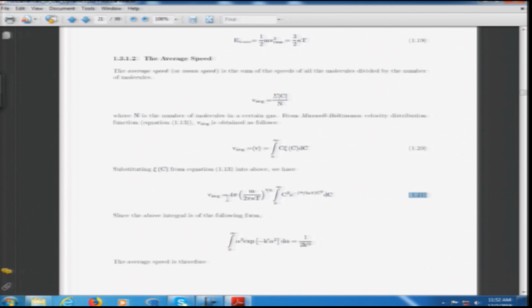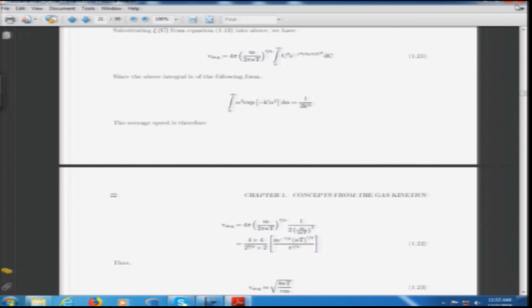What it says: V average is equal to 4 pi in the bracket m by 2 pi kappa T to the power 3 by 2, and then 0 to infinity c cube e to the power minus m by 2 kappa T c square dc. This can be of the following form, 0 to infinity alpha cube, a standard result of definite integrals, exponential minus k dash alpha square d alpha, which can be evaluated as 1 by 2 k dash square. Using this result in equation 1.21, we can get the following results.